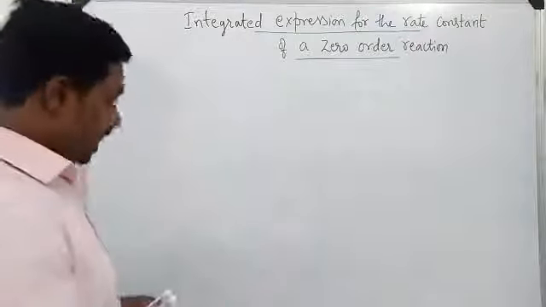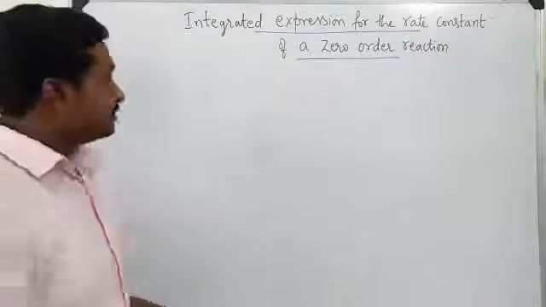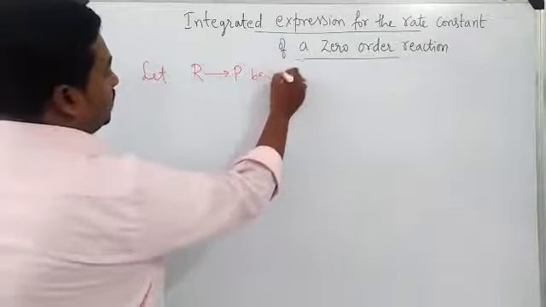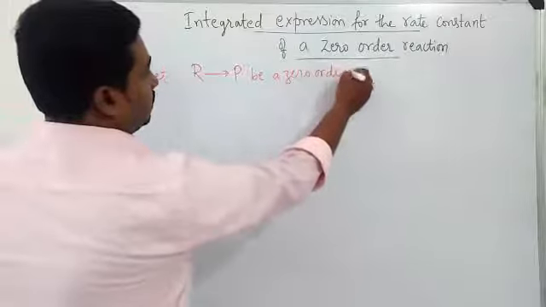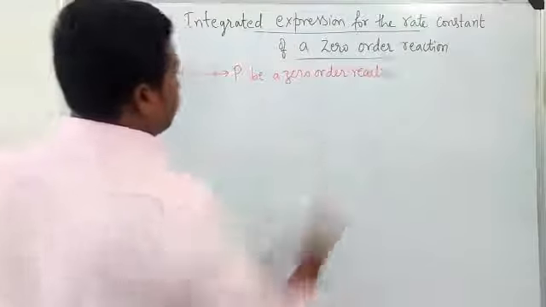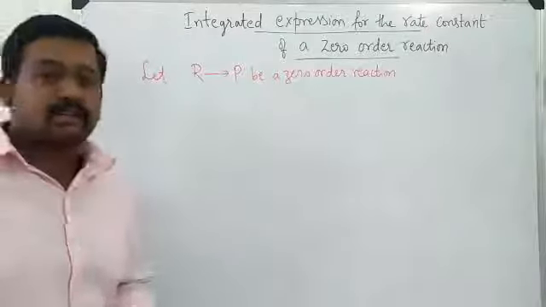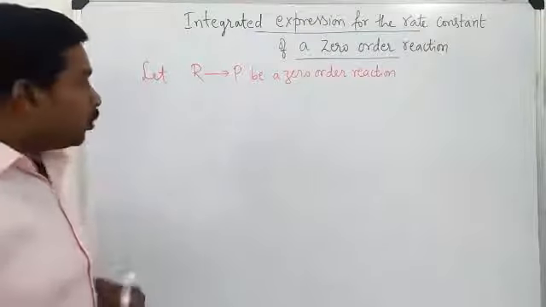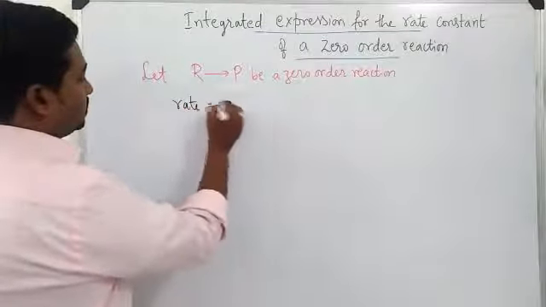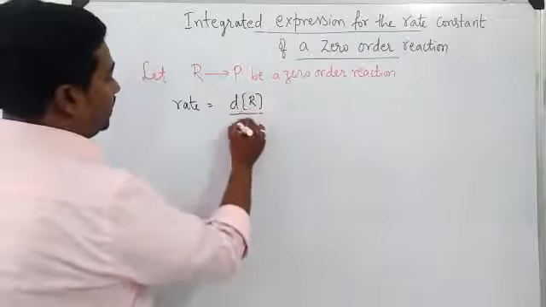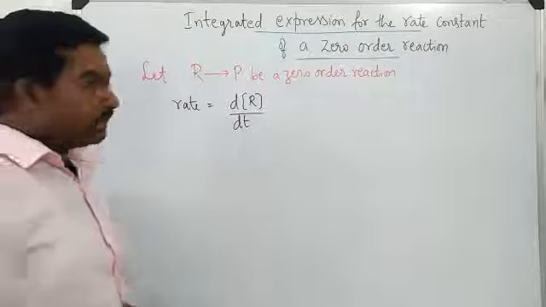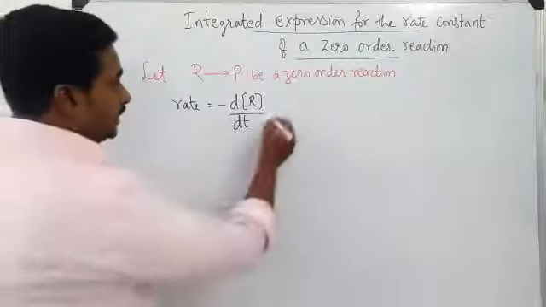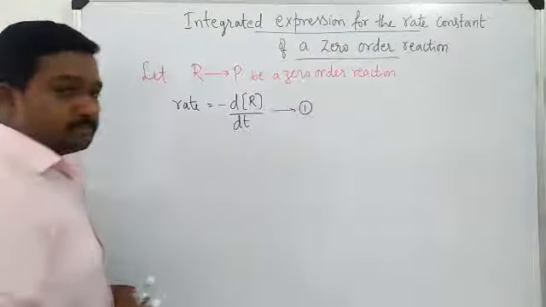To derive this, we have to assume a zero order reaction first. So let R gives P be a zero order reaction. So we have assumed this reaction as a zero order reaction, for which we can represent the rate of reaction in two different ways. One is rate equals d of R by dt. Since this is the reactant, I will represent this with a negative sign. So rate is minus dR by dt. Let's call this equation number 1.